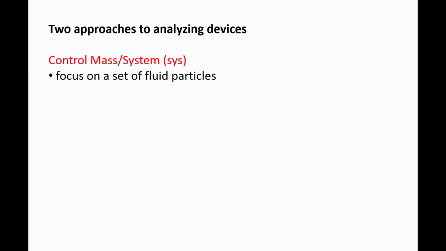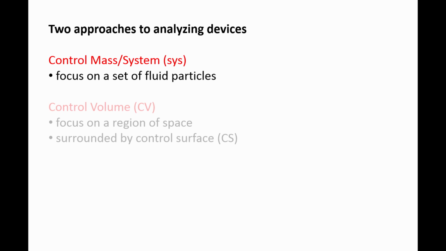There are two approaches to analyzing engineering devices. The first approach is called the control mass or system approach, which will be denoted by the subscript sys. In the system approach, we focus our attention on a set of fluid particles as they travel through the device. The second approach is called the control volume approach, which will be denoted by the subscript CV. In the control volume approach, we focus on the region of space occupied by the device. The control volume is surrounded by a control surface, which is denoted by the subscript CS.